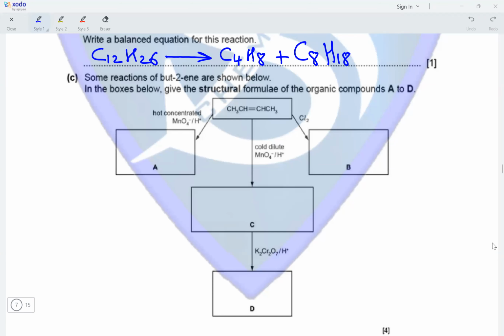Some reactions of butene are shown below. In the boxes below, give the structural formulae of the organic compounds A to D. So, we've got butene reacting with hot concentrated acidified KMnO4. So, the double bond will be completely cleaved or ruptured. And since it's a symmetrical alkene, the same product will form. So, that product would be CH3COOH, which is ethanoic acid.